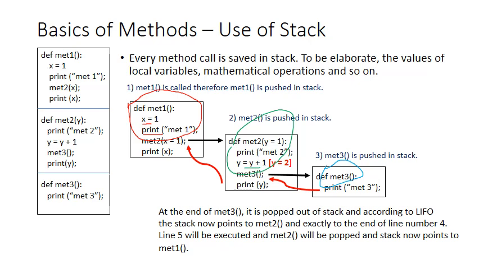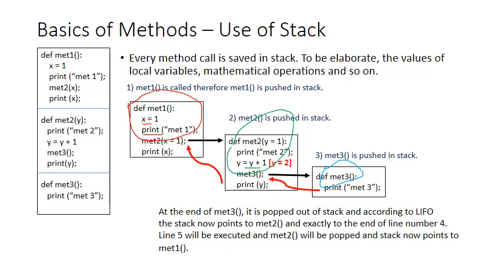First we print met1, and then we call met2 from met1, and then we pass the value of x, which is 1. When we call met2, it is pushed in the stack, and that is circled by green.